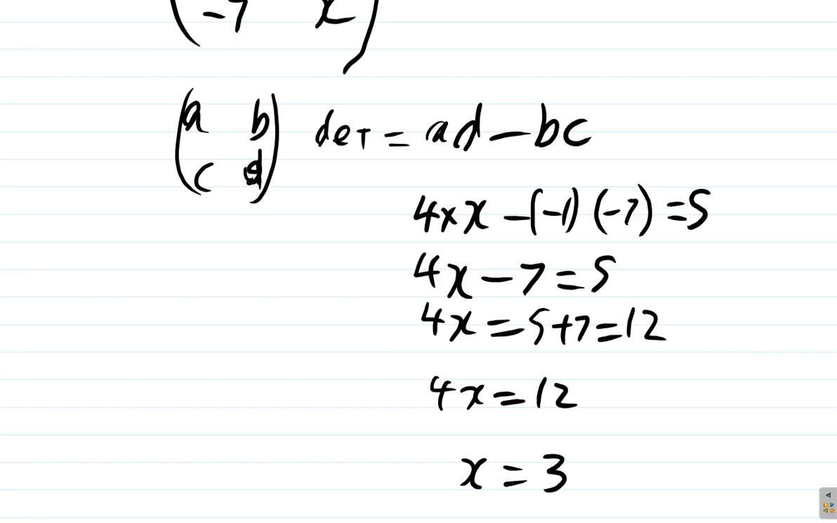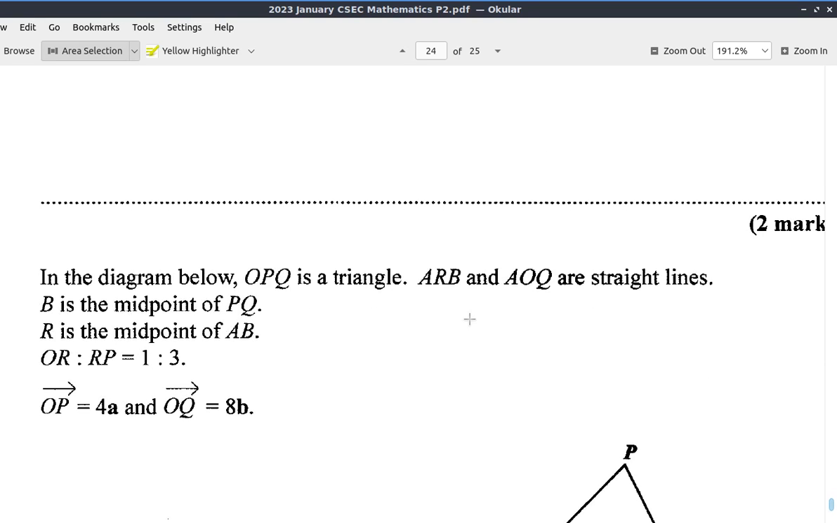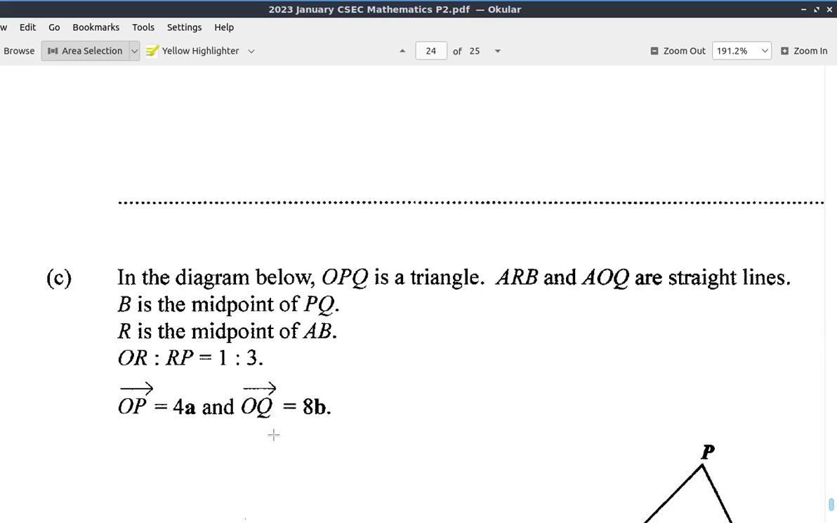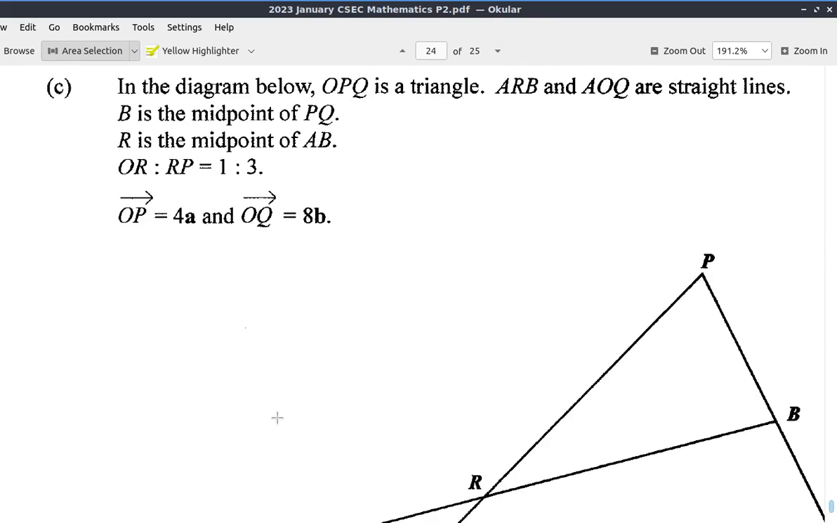Was that what you got? If it wasn't what you got, try again. Alright? Unless I made a mistake there. If I did, just put in the comment section what it was. But anyway, alright. Parts A and B were about matrices. Part C is about vectors. So we look at that in a different video. So I'll see you then.